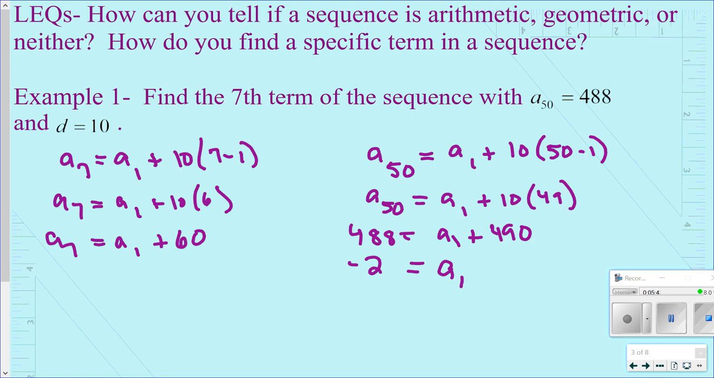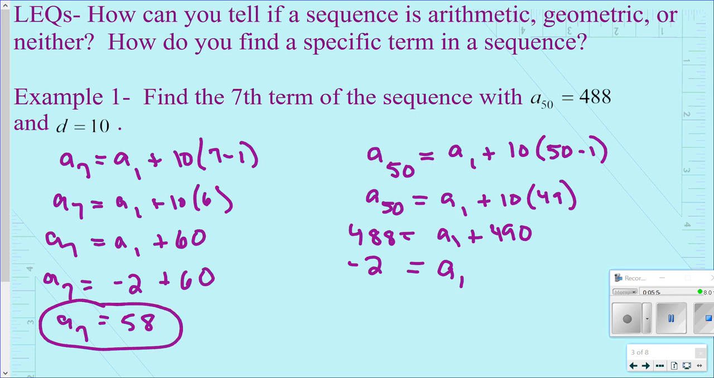So let's go back over here now. The 7th term is negative 2, that first term, plus 60, and 60 minus 2 is 58. We got it. We got the 7th term. A sub 7 is 58.